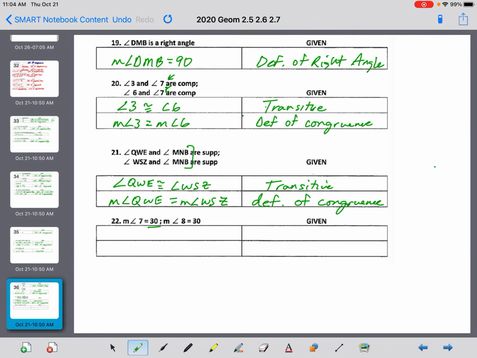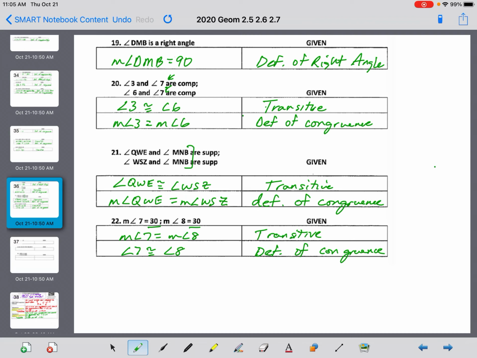This one, transitive again. I see the 30s there, so you can say measure of angle 7 equals measure of angle 8. Transitive. So transitive gets played a lot in these few problems, 3 in a row that have transitive. And then you can put the squiggly back in. Say angle 7 is congruent to angle 8, and that would be def of congruence. All right, moving on to the last 3.